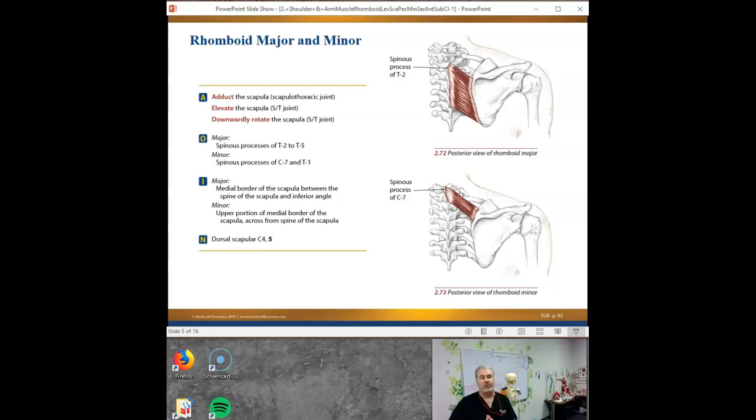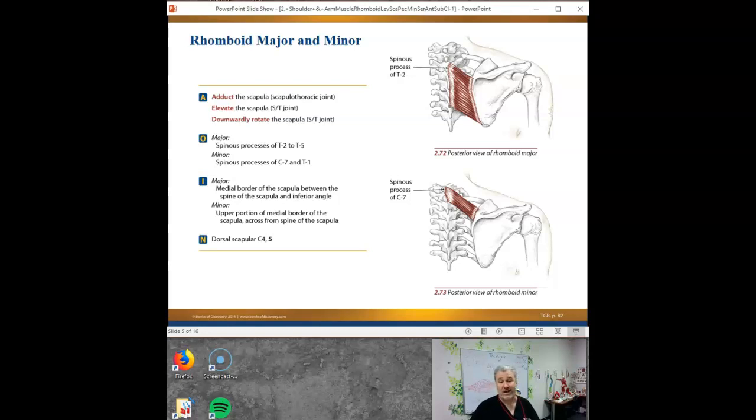Let's talk about the rhomboids, major and minor, okay? The rhomboids, major and minor, are basically found on your back between your shoulder blades. Miss Harper, the rhomboids, major and minor, are deep to what muscle? Meaning they're underneath what muscle?